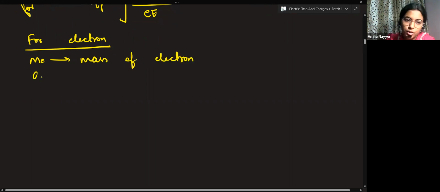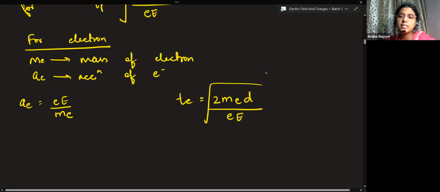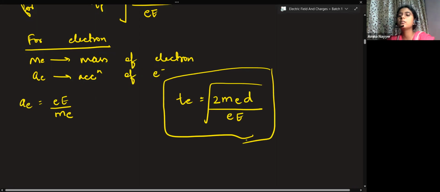Instead of acceleration of proton, we will be taking acceleration of electron. So acceleration of electron here will be eE divided by me, the way you had it for proton. Now see, rest of the things are same. So again, time period will come out to be the square root of 2 me small d divided by e capital E. Everything is same. Where did the difference come? In mass of electron and mass of proton.